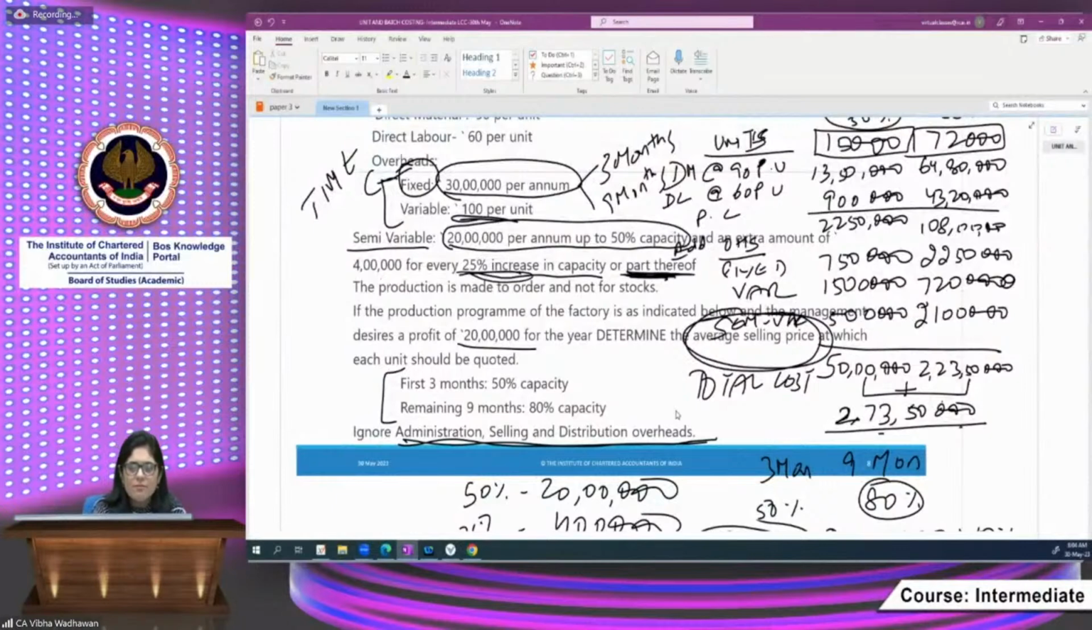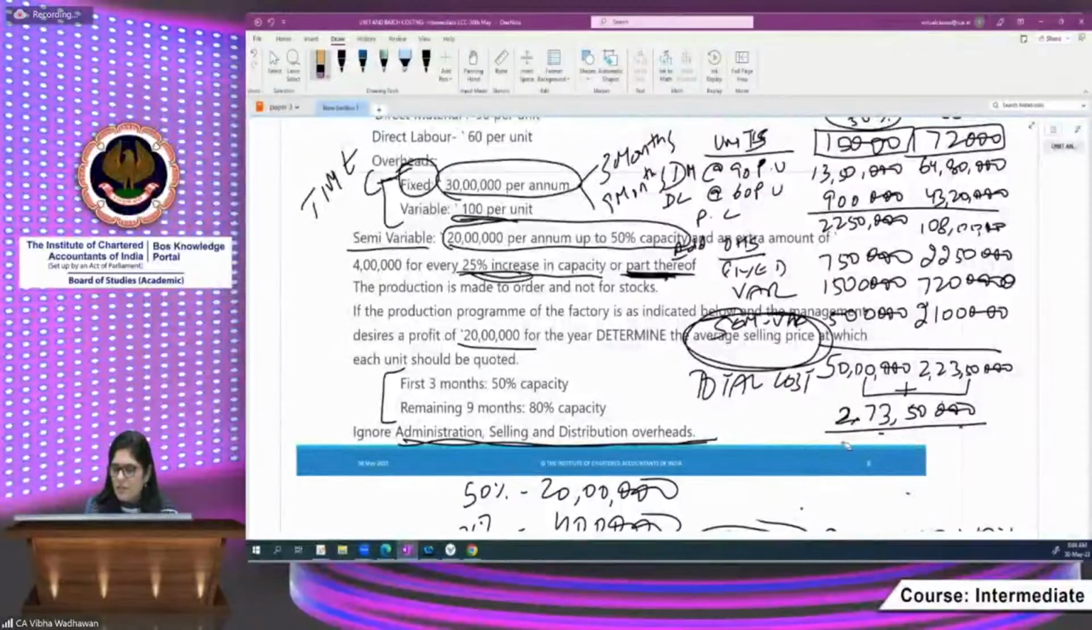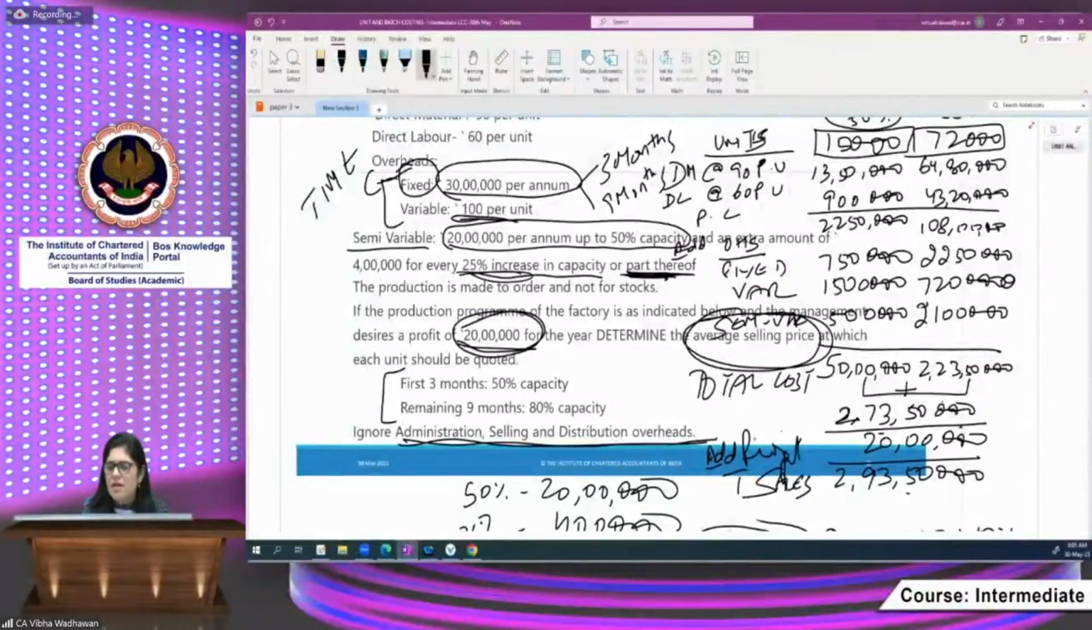I'm just erasing the extra thing so that we have space. So this is the total cost. Add profit. How much is the desired profit they're asking? 20 lakhs, they want the profit out of it. We have the total cost, we have the profit. 2 crore 93 lakh 50,000 is the total sales. Clear?